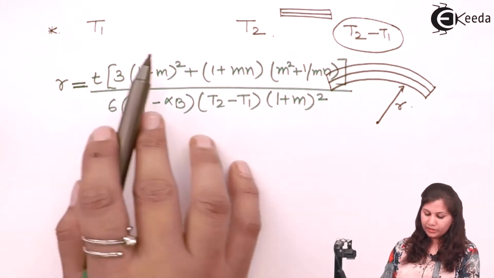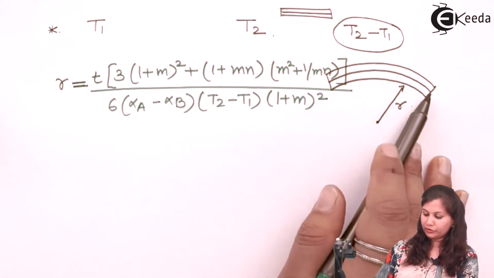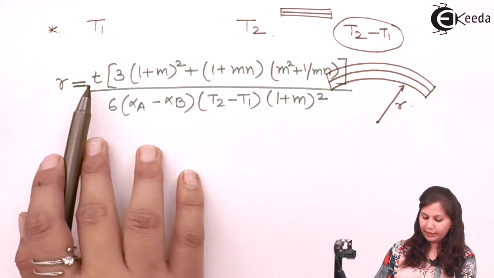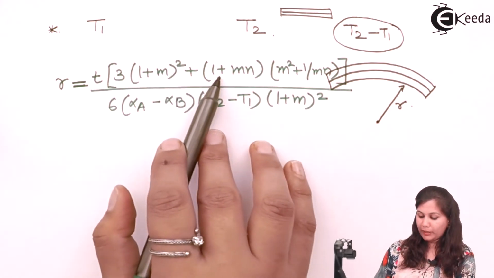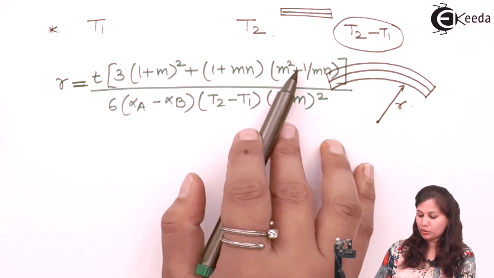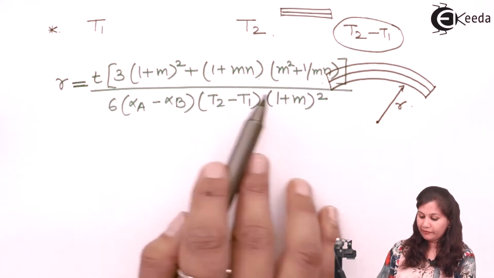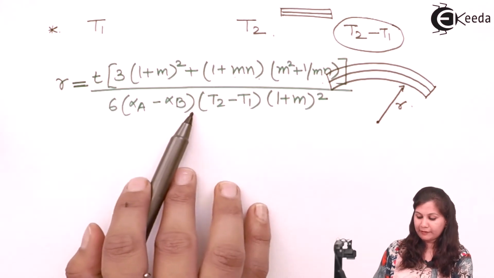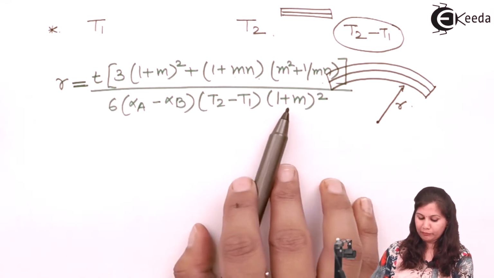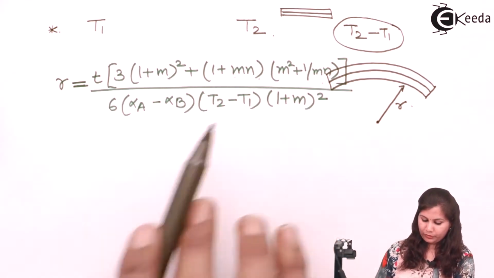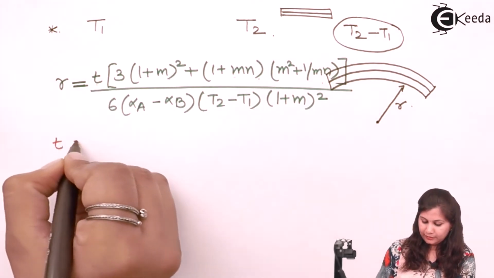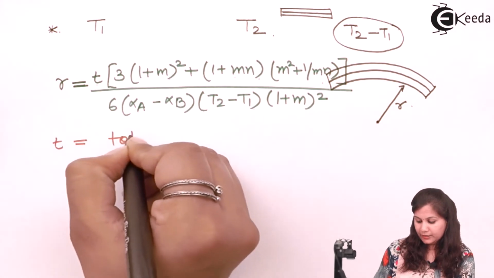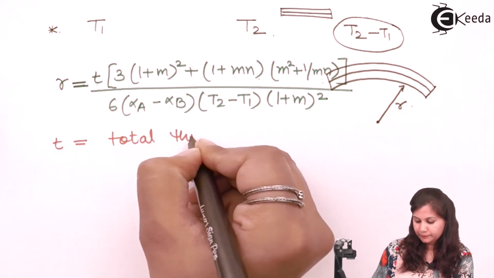So the radius of the uniform circular arc is given by t times 3 (1 plus m) whole square plus (1 plus mn) multiplied with (m square plus 1 by mn), divided by 6 (alpha A minus alpha B) (T2 minus T1) (1 plus m) square. Now this t is the total thickness of the strip.